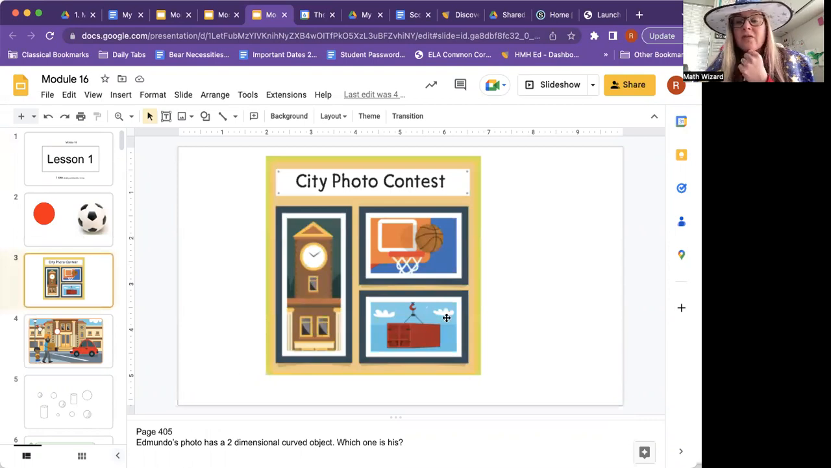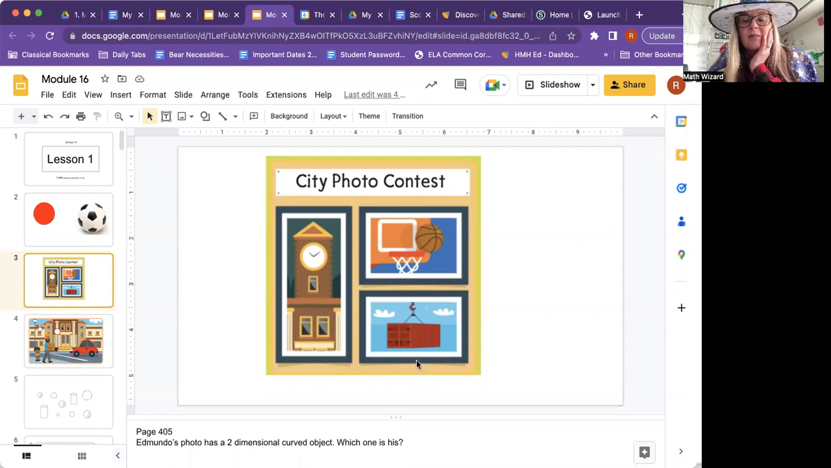All right. So here you are. You're on page 405. If you don't know what 405 looks like, it's 4, 0, 5, 405. All right. And here we go. Let's listen. Edmundo's photo has a 2-dimensional curved object. 2-dimensional curved object. Which one is his?